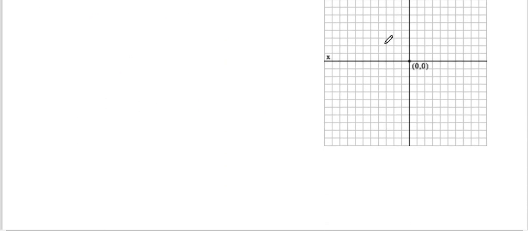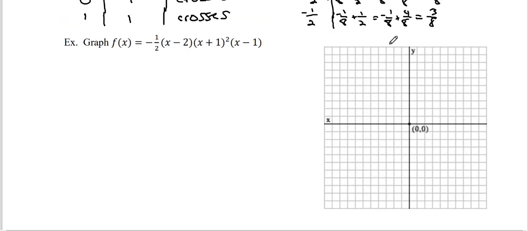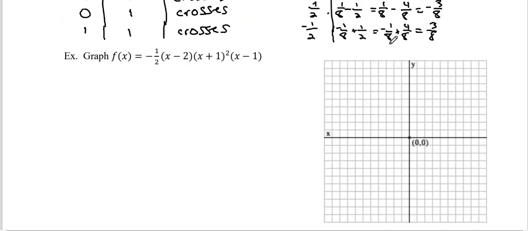Let's do one more of those graphing examples. Okay, we're going to start with step 1. We need the degree and we need the leading coefficient.